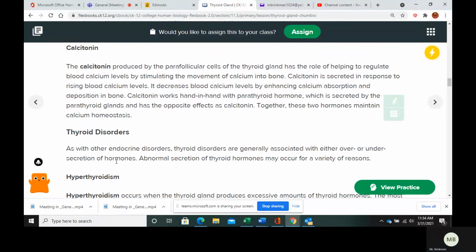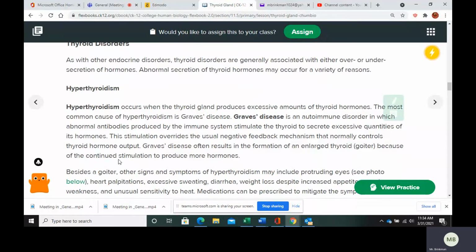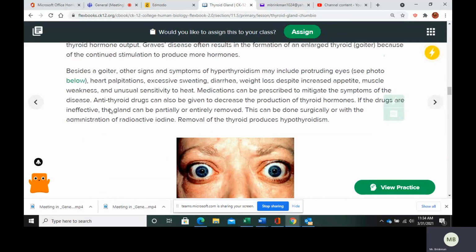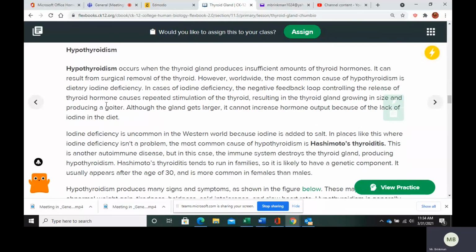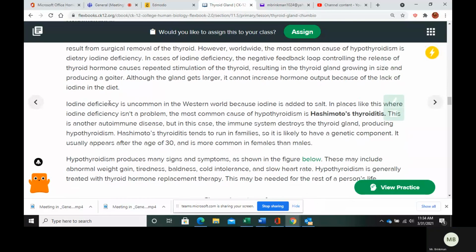And then thyroid disorders, you have hyperthyroidism, which is too much thyroid hormone, too many thyroid hormones are produced, and hypothyroidism, which would be when there's not enough thyroid hormone produced.